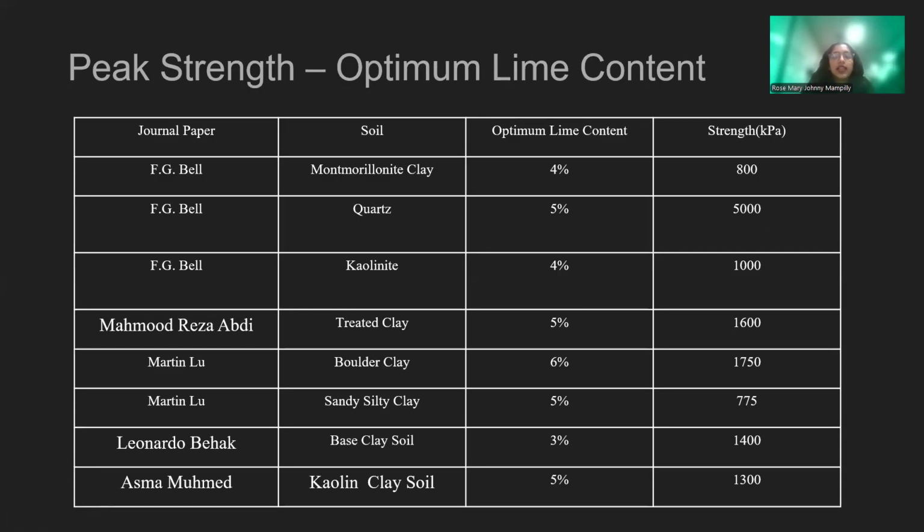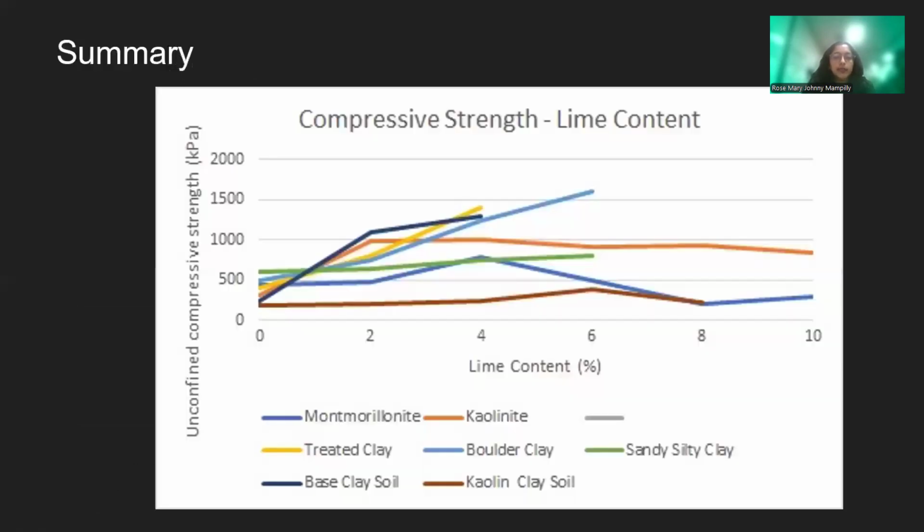After a comprehensive study of various research papers, we have tabulated peak strength versus optimum lime content for various clay soils. This is represented in this table. For a better representation, moving on to the next slide. This study has been graphically represented for better understanding. So the optimal lime content versus the peak strength of different clay soils from various research papers has been graphically represented in this figure. Okay, moving on to the next slide for factors.